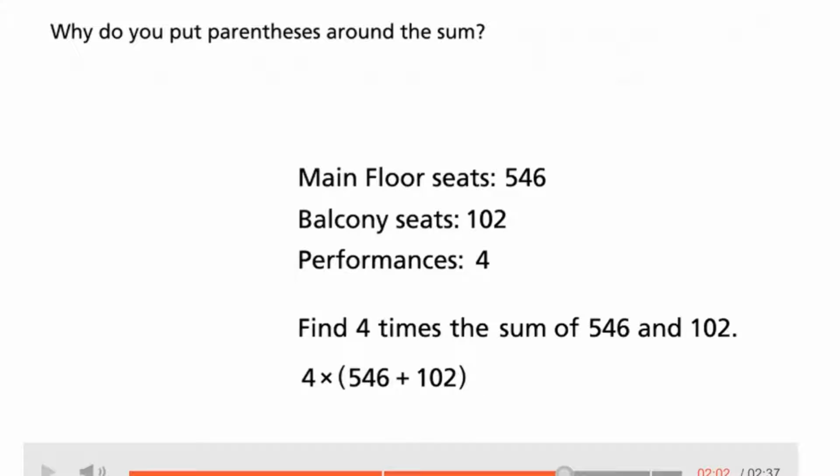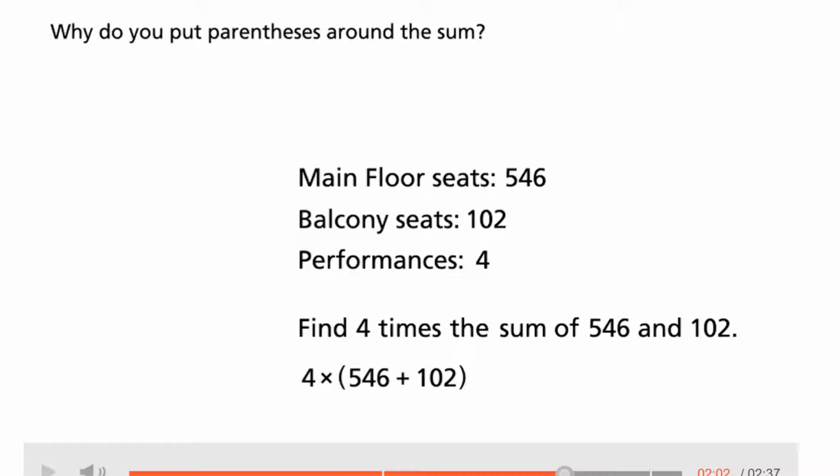Now, the reason that we put parentheses around the sum is we want to find the total of what those seats are put together. So we want to find 4 times the total number of seats, not just 4 times the 546 seats on the main floor. Now, if you had taken out the parentheses, you would have to multiply 4 times 546 and then add 102 to whatever the product of those 2 numbers is. That's not what we want to do to solve this problem.